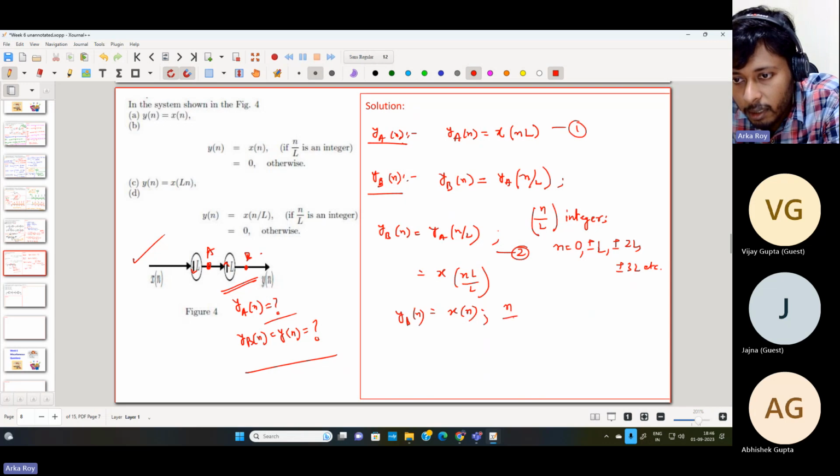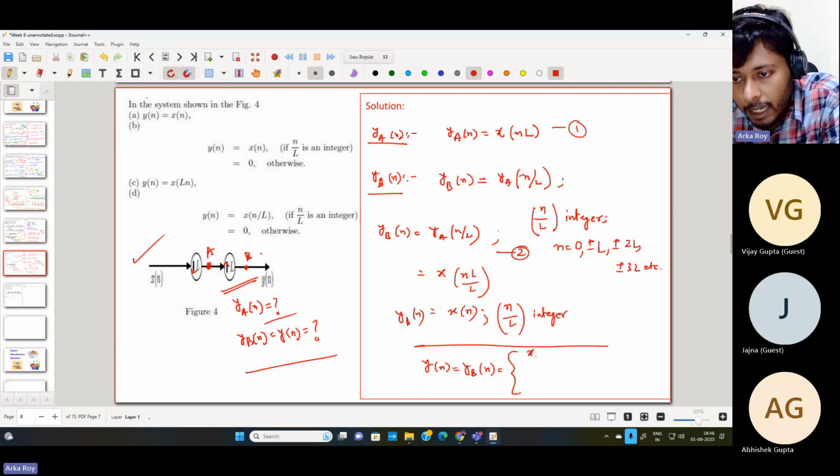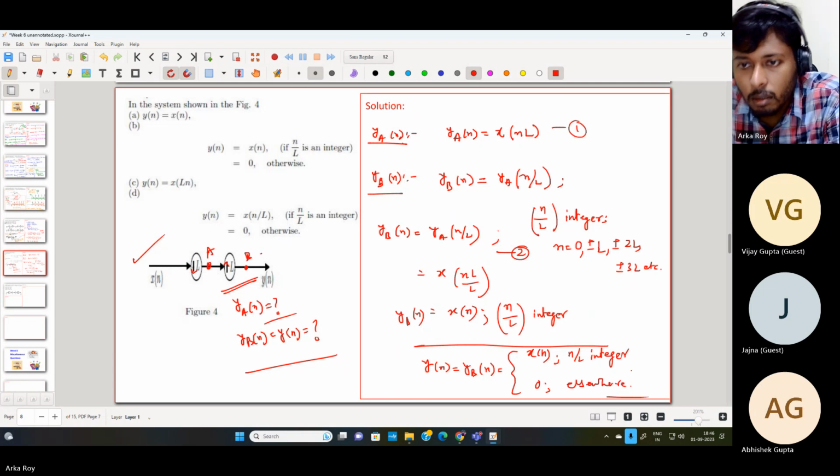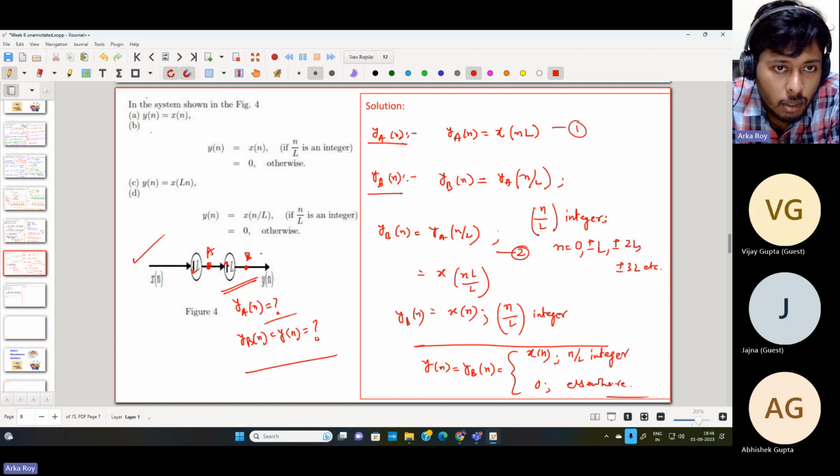But we have to mind it. We have to consider that n by L is an integer. So your final y[n] is equal to yp[n], which is x[n/L] with n by L an integer and 0 elsewhere. So let me see what the options are.